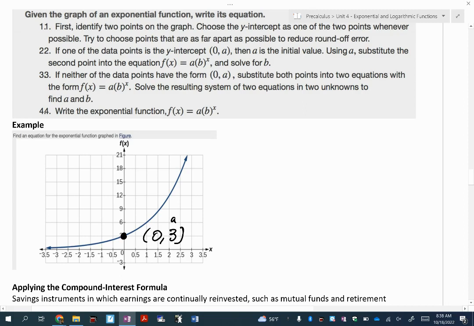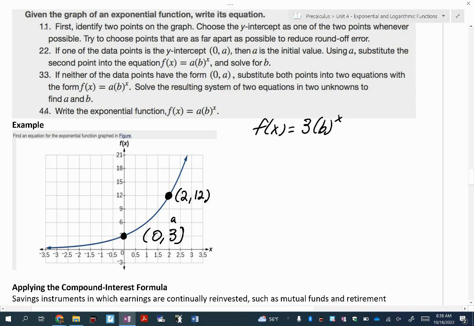Looks like another point it goes through could be (1, 6) or (2, 12). I'll use (2, 12) so it's a little further away, but again, (1, 6) should be okay when you're doing this. So I'm going to write down f(x) = 3 · b^x. So I know my a value.